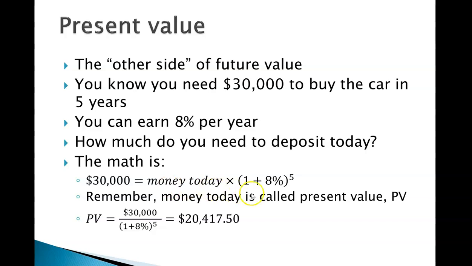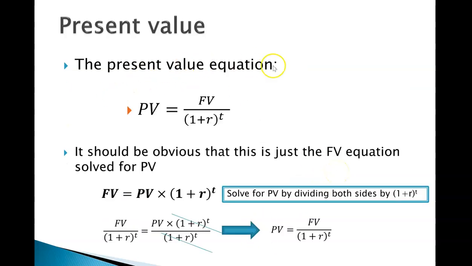Right, and then just simple algebra here. You can see to solve for this equation, you would just divide both sides by 1 plus 8% to the 5th. So we can say, okay, the present value, the amount of money I'd have to deposit today, is equal to the future value I want, divided by 1 plus the interest rate to the power of t, how long we're going to leave it in the bank. Right, and if I do that math, that says I need to deposit $20,417.50, earning 8% a year, and I'll have $30,000 5 years from now. Okay, so that's solving for the present value. And that's the present value equation.